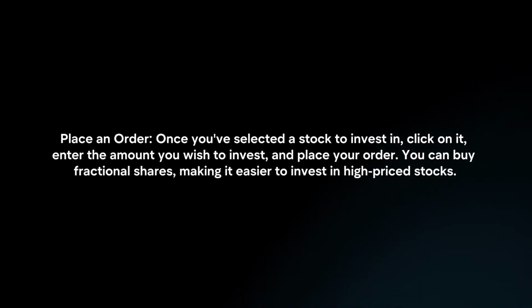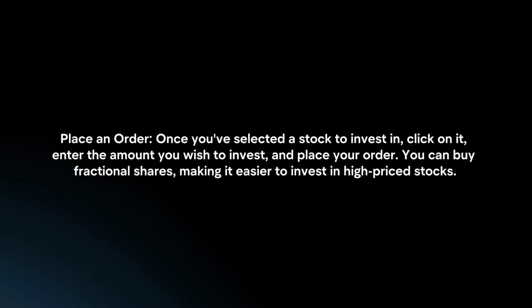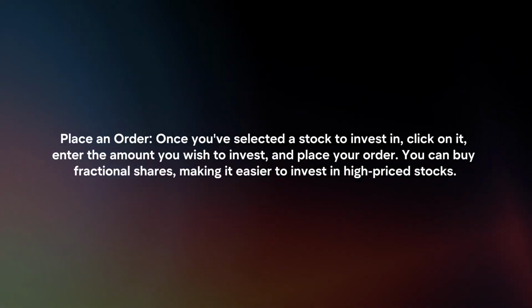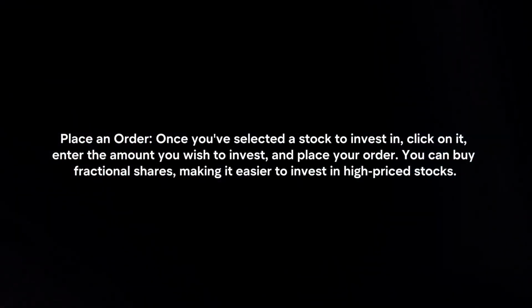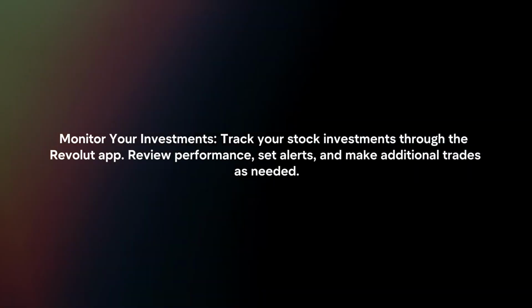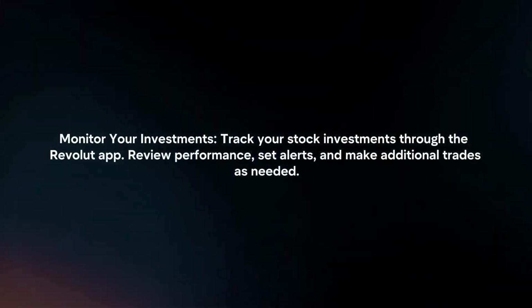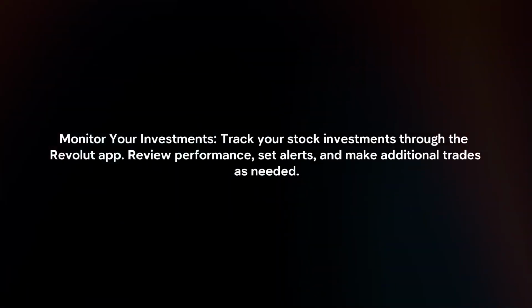Place an order. Once you've selected the stock to invest in, click on it, enter the amount you wish to invest, and place your order. You can buy fractional shares, making it easier to invest in high-priced stocks. Monitor your investments. Check your stock investments through the Revolut app. Review performance, set alerts, and make additional trades as needed.